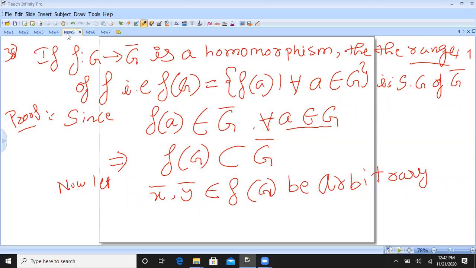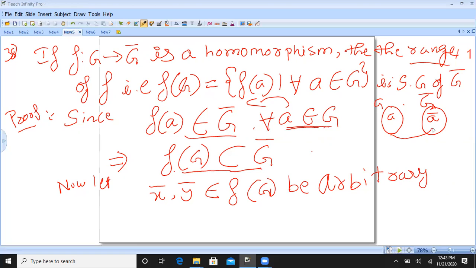So first thing, consider f of a belongs to f of G, that is f of a belongs to G bar. Already our mapping is defined for a belongs to G, so f of a belongs to G bar, for all a belongs to G. So now by this we can write that f of G is a subset of G bar.